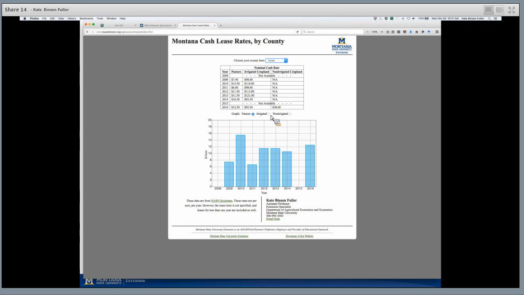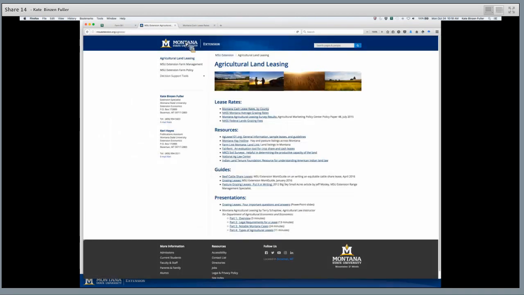You can choose which of these rates you want to graph and look at them over time. So I've got pasture graphed here. Looks like for 2016 we're at about $12.50 an acre in Gallatin County. So that's the county cash lease rate page.